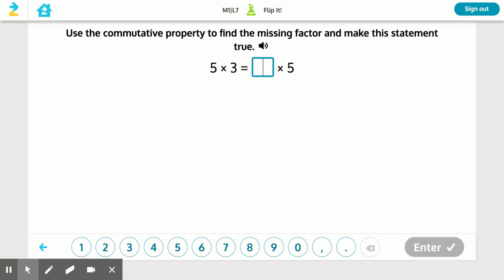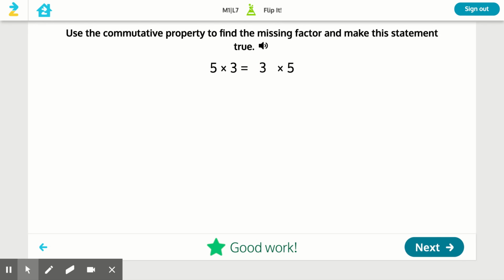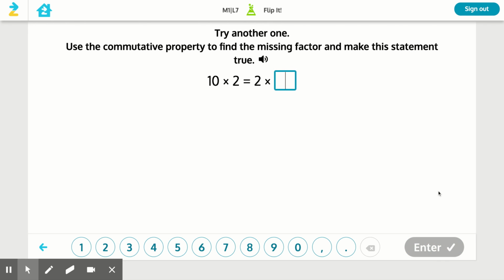In your Nearpod, tell me what factor goes in the box on the screen. Well, our equation says that 5 times 3 equals blank times 5. We just learned that the commutative property tells us that we can switch our factors. So if we have 5 times 3 here, we should have 3 times 5 for our missing box. Let's look at another one. In your Nearpod, tell me what the missing factor is.